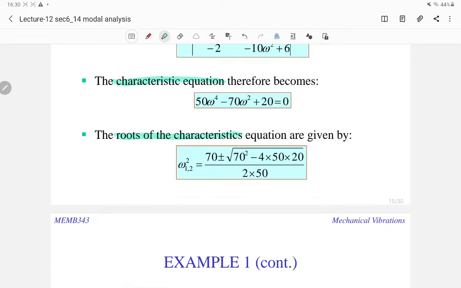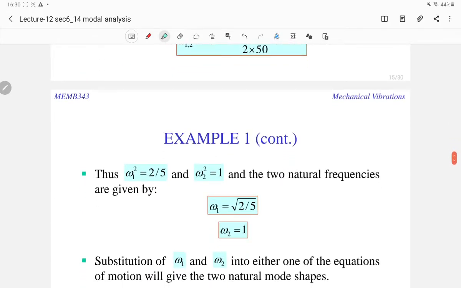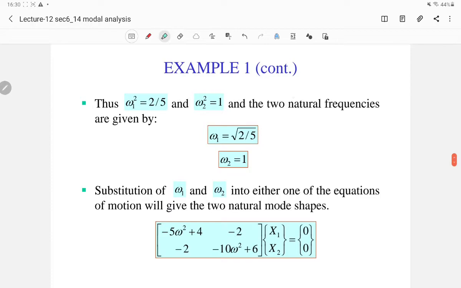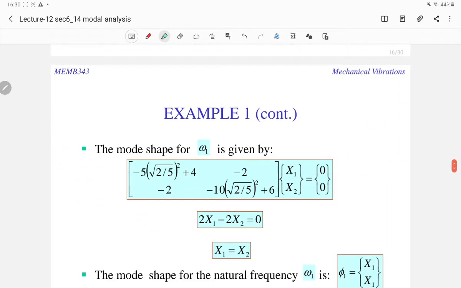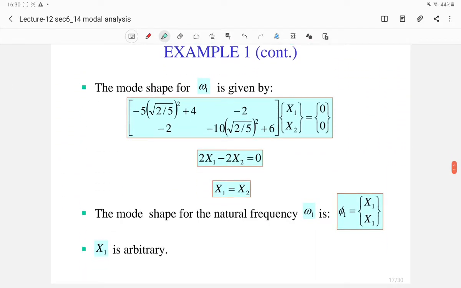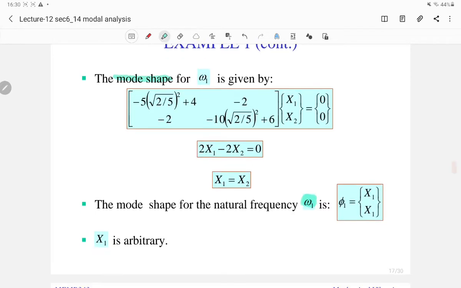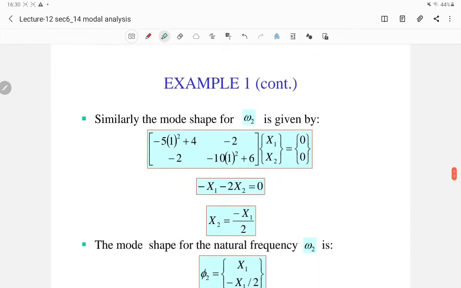Then you get the roots of the characteristic equation, and you see that the two natural frequencies are square root of 2 over 5 and 1. Then you substitute omega 1 and omega 2. If you do that, you can get the mode shapes. So you want to find the mode shape. In this case, the mode shape at omega 1 is given.